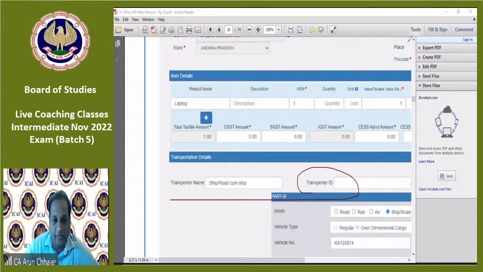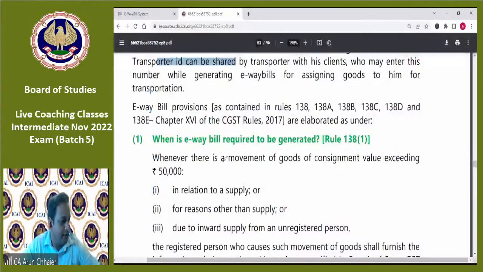Does anyone have any doubt with respect to the transporter ID? We can discuss right now. Clear? Not clear, Sushil?